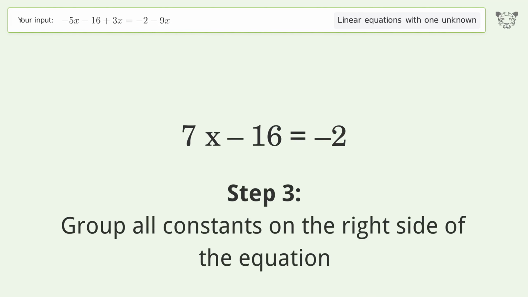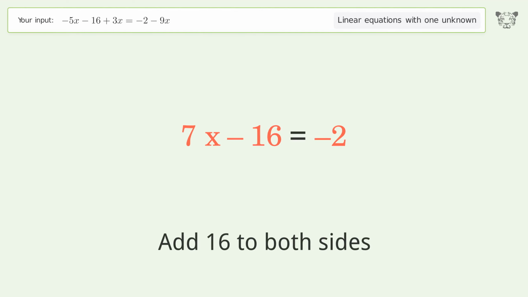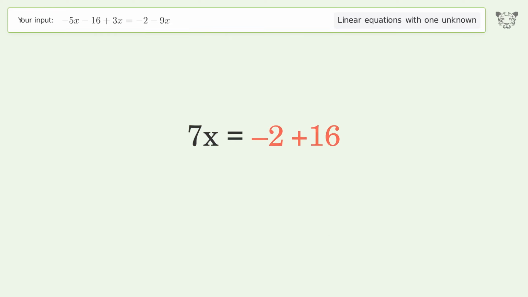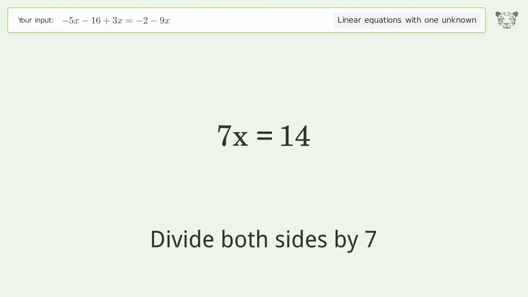Group all constants on the right side of the equation. Add 16 to both sides. Simplify the arithmetic. Isolate the x. Divide both sides by 7.